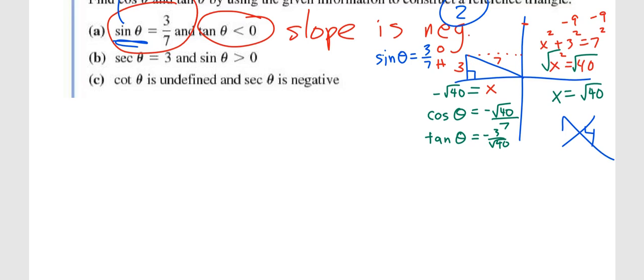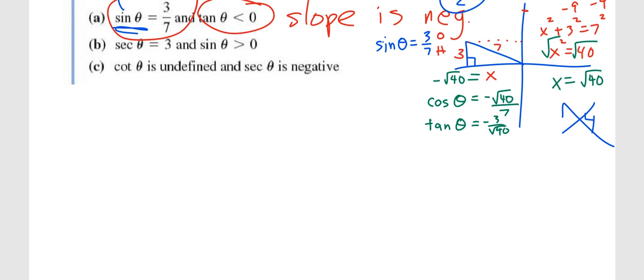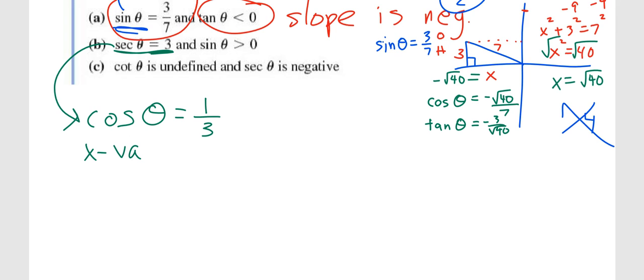Okay, letter B. We've been given that the secant of theta is 3. So that's positive. Secant goes with what? Cosine. So if the secant of theta is 3, what's the cosine? The cosine is 1/3. Is that a positive number or a negative number? That's a positive number. That's extremely important that you know that it's a positive. Is that an x value or a y value or slope? That's an x value. So we have a positive x value.